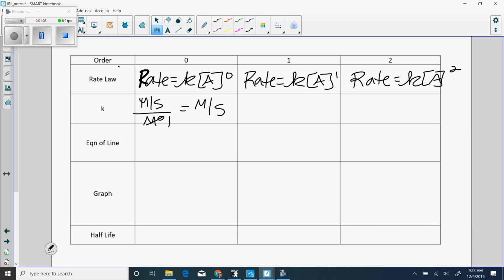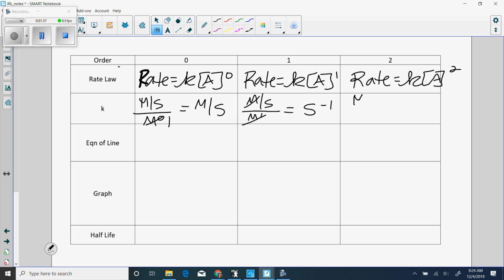If my rate order is 1, I'd be taking my rate, my molarity per second, divided by my molarity to the first power. Tops, even if they're tops, cancel with bottoms. Even if they're bottoms, it doesn't matter. So my unit for first order is just going to be a bottom S, which is S to the negative 1, which is called a per second, P-E-R, per second.